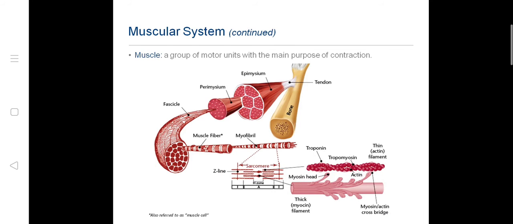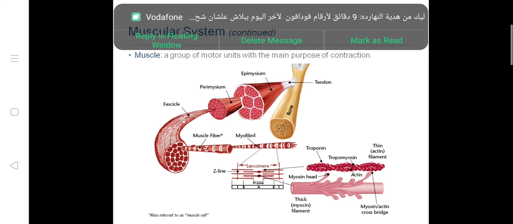Let's take a look at what a muscle is made of. A muscle is a group of motor units. These motor units consist of a single neuron and all of the muscle fibers innervated by it, with the main purpose of contraction. The muscle fiber is composed of myofibrils, which are small bundles of myofilaments. Myofilaments are the elements of the muscle that actually shorten upon contraction. Myofilaments are made up mainly of two types of protein, myosin and actin.